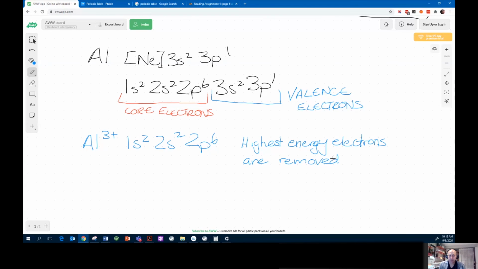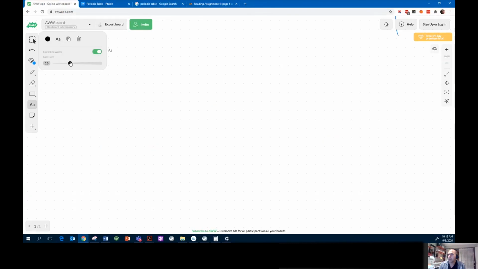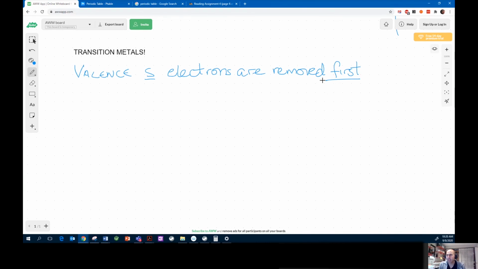That's all there is to it, honestly, except when we get to transition metals. When it comes to transition metals, the rules are a little bit different. In transition metals, the valence electrons, the s electrons, are removed first. So I'll give you some examples.